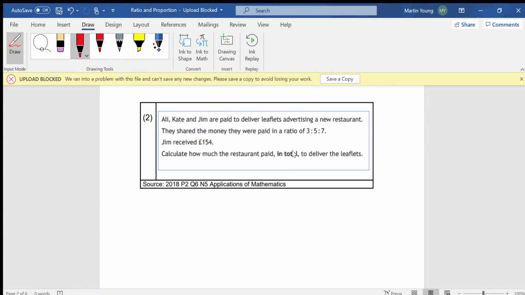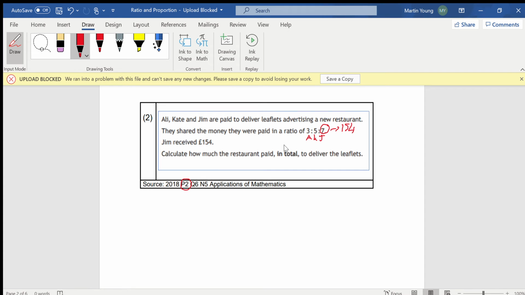So very much similar. We've got a ratio, we're told what one person gets, and we're asked to work out what they would get in total. Now this one is in a paper 2, so we can actually use calculators for this one. Any calculations I'm going to be doing on the side in a calculator, and you can do the same. So the ratio is 3, 5 and 7, and it goes Ali, Kate and Jim. Remember, it goes in order. So that would be Ali, Kate and Jim. And we're told that Jim gets £154. So that 7 here is worth £154.